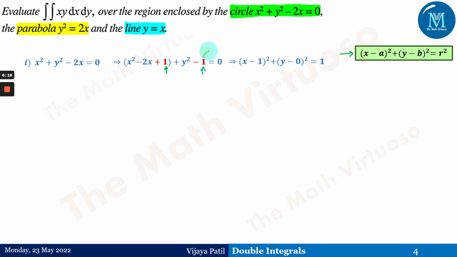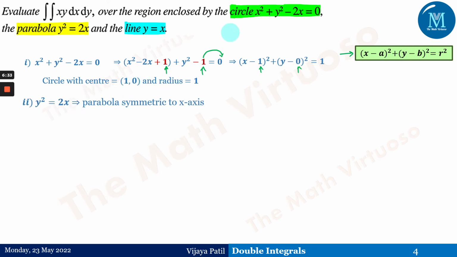We have taken this minus 1 to the other side, that is plus 1 here, and this gives us a circle with the center at 1 comma 0. If you observe here, this is the a and this is the b. So 1 comma 0 is the center and the radius is equal to 1. Similarly, next is the parabola, y square equals 2x, which is a parabola symmetric about the x axis, and y equals x is the line passing through the origin.